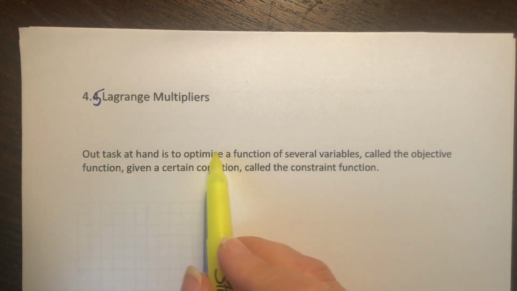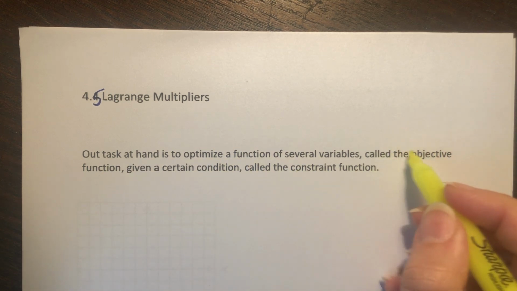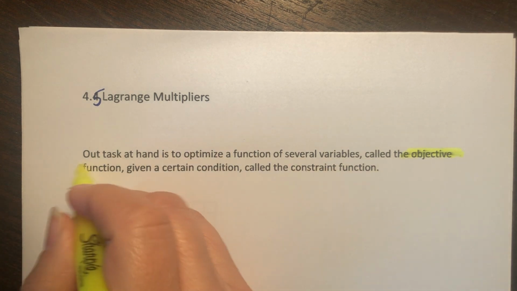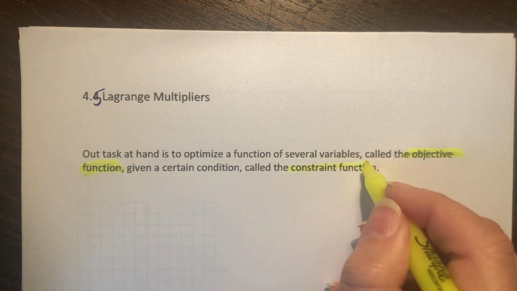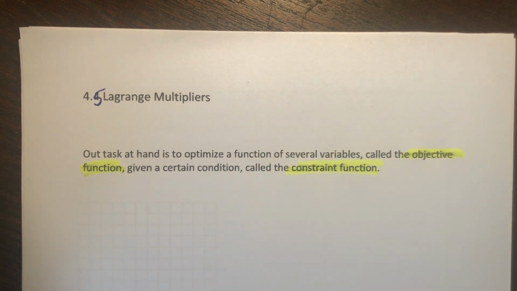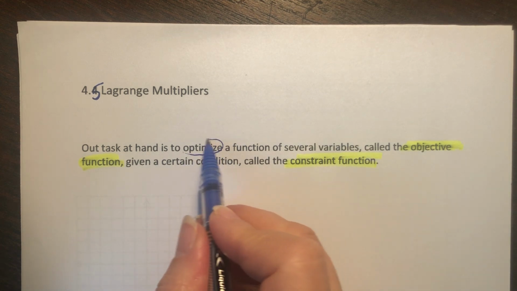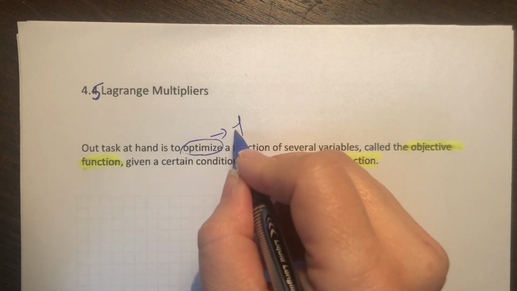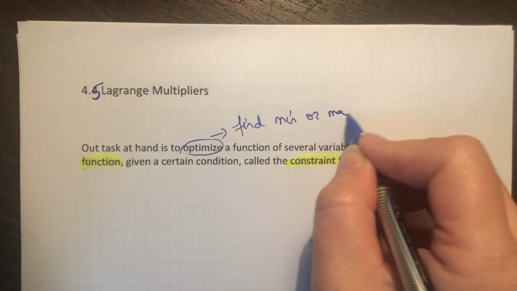So, the Lagrange multipliers. Our task at hand is to optimize a function of several variables, which we're going to call the objective function, given a certain condition called the constraint function. So if you remember from section 2.3, we had quite a few of those annoying functions. We had to minimize or maximize, right? Again, what does it mean to optimize? Find the min or max.